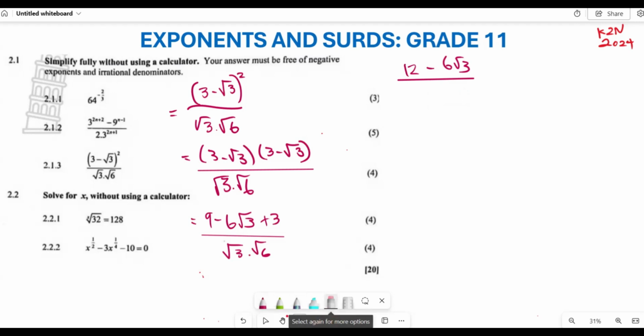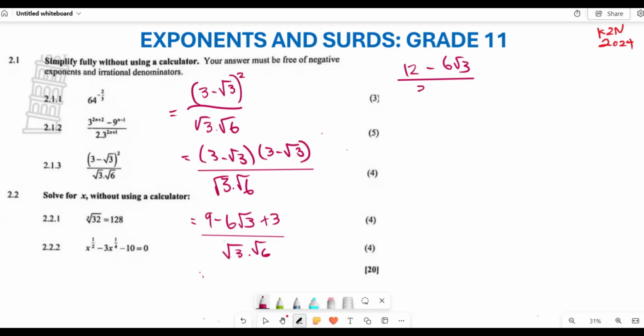Root 3, remember now, if I say root 3 multiplied by root 6, I said this is the same as root 18. And what is root 18, for example? This is the same as 3 root 2, if I'm not mistaken. Are we fine? So what I am going to have here is 3 root 2. Now from here, which means this is going to be the same as what?